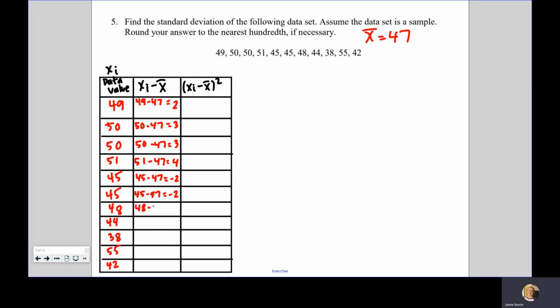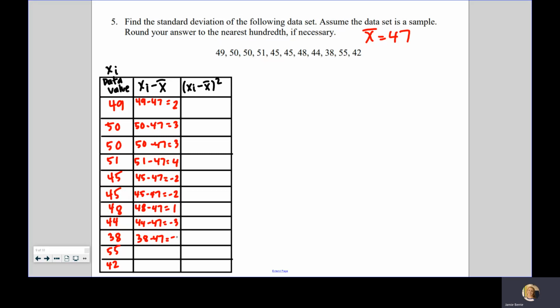48 minus 47 is 1. 44 minus 47 is negative 3. 38 minus 47, let's see, is that negative 9? It is.